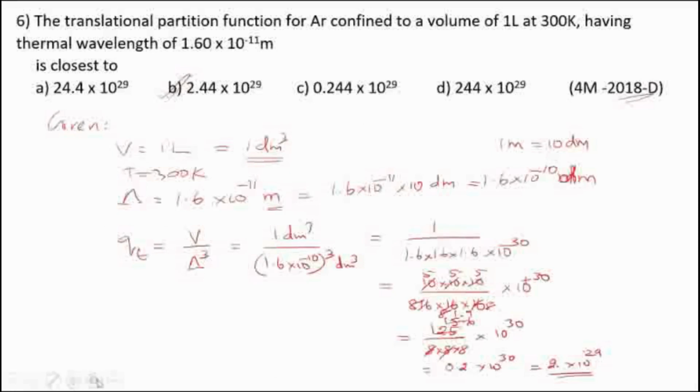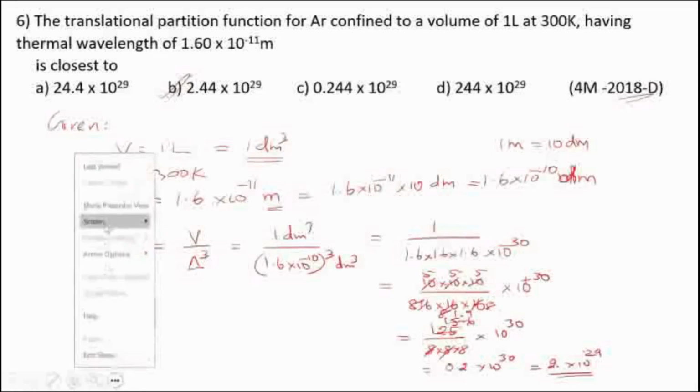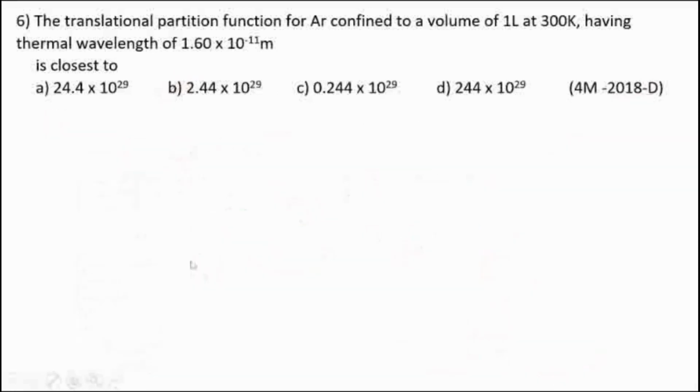Then next one, see this question. Question பாருங்க, translational partition function for argon confined to a volume of 1 liter at 300 Kelvin having thermal de Broglie wavelength 1.6 into 10 power minus 11. Thermal de Broglie wavelength கொடுத்திருக்காங்க 1.6 into 10 power minus 11 meters. 1 liter volume, temperature கொடுத்திருக்காங்க. Question வந்து translation partition function calculate பண்ண சொல்றாங்க.